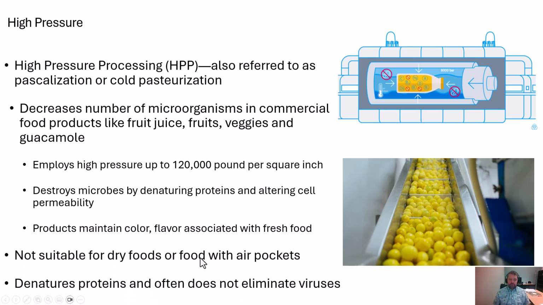Other non-suitable foods are things like dry foods, or definitely things with air pockets, like bread and stuff like that, which have air cells from carbon dioxide during the bread making process. Those are like little chambers that they want to swell too, and they tend to destroy the product. So again, it denatures proteins. That's great, unless the protein profile of the product you're after is fragile. But the other thing it doesn't really do very well is eliminate viruses, which can be problematic.